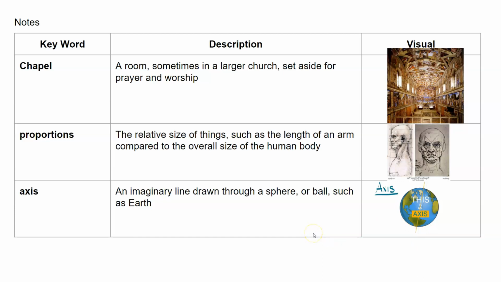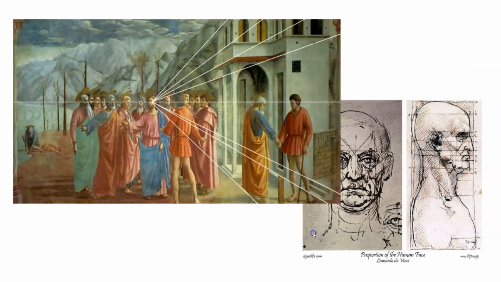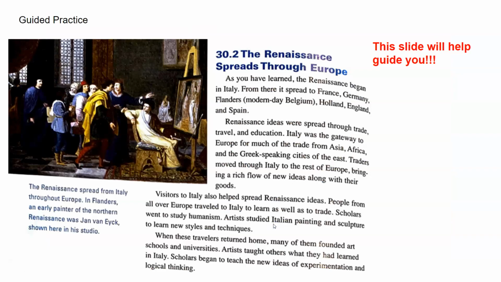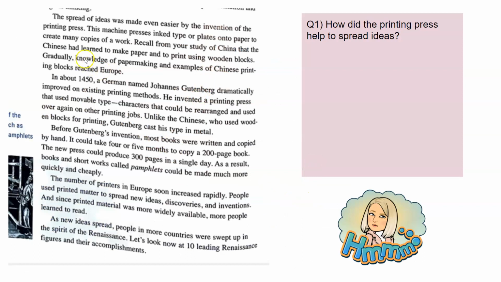So go ahead and pause and finish getting those. These are just more pieces of work that explain proportion. This is the Sistine Chapel, which you'll read about shortly. This you can read on your own. This will just help and guide you. And then here we're going to start really quick, and then I want to explain your independent practice because there's a lot going on.